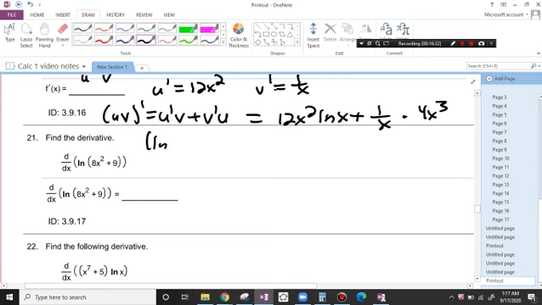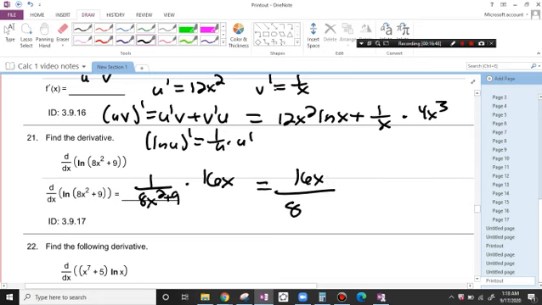Again, the derivative of the natural log of u is 1 over u times the derivative of u. In this case, it's 1 over 8x squared plus 9 times the derivative of 8x squared plus 9, which is 16x plus 0. So it's 16x over 8x squared plus 9.